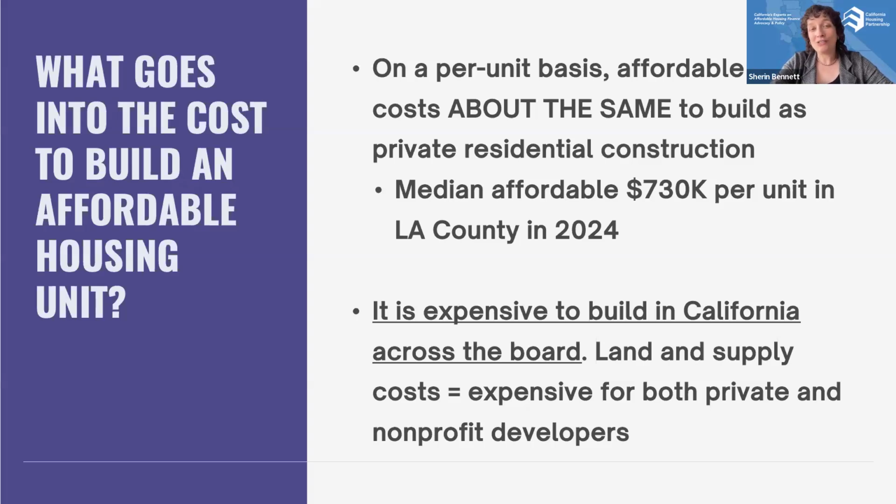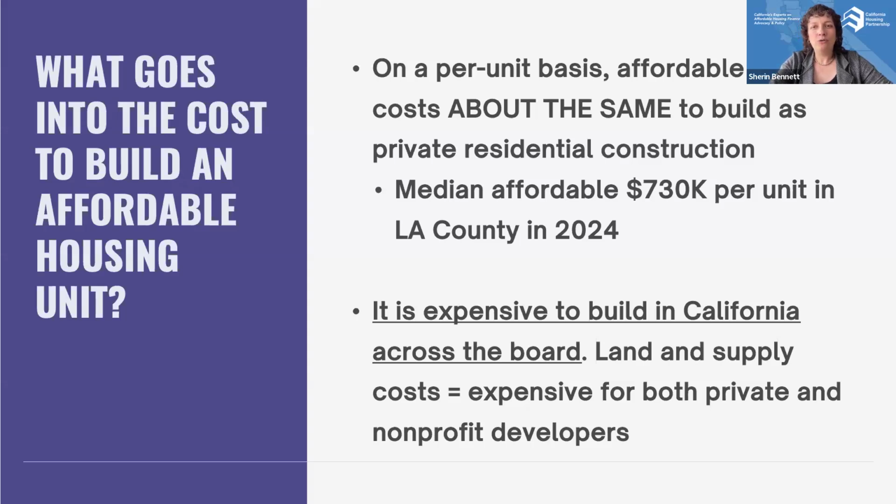And these costs have increased quite a bit in the past 10, 15, 20 years. Part of that is because it's expensive to build in California across the board, whether you're an affordable developer or a market rate developer. Both land and building materials, it's all expensive. The California Construction Cost Index has increased by 9% annually from 2021 to 2023.